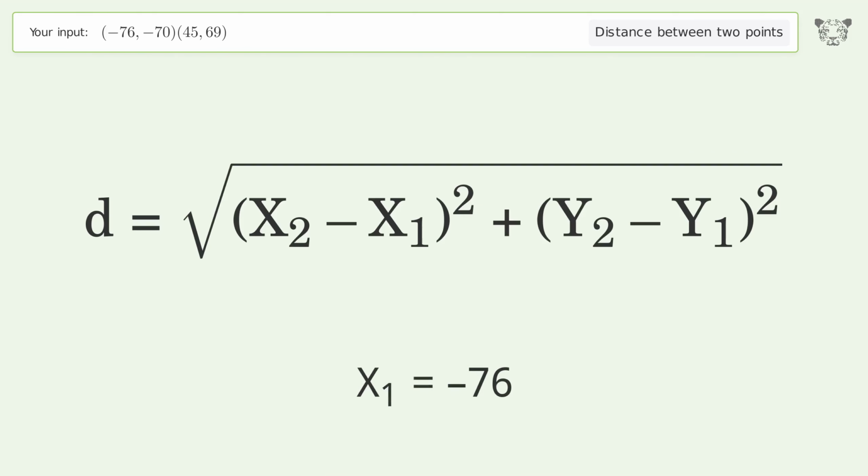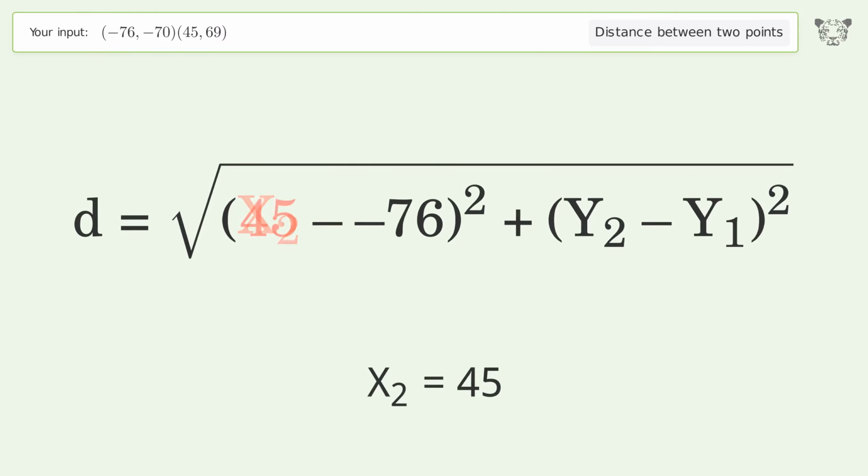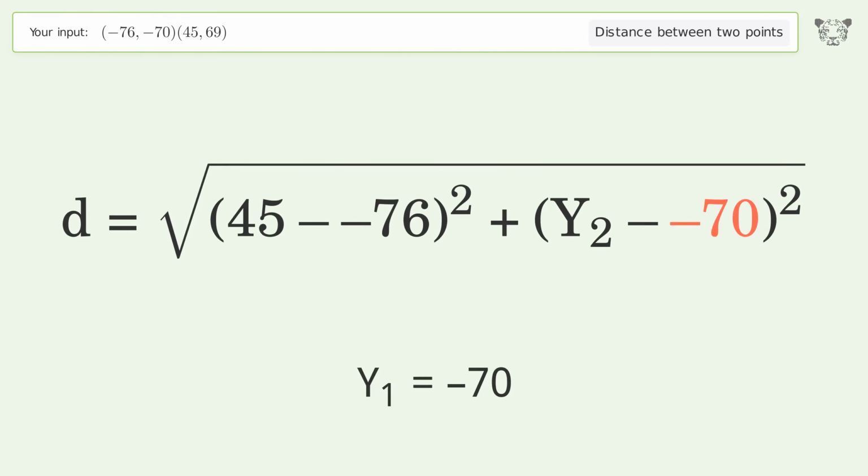x1 equals -76. x2 equals 45. y1 equals -70. y2 equals 69.